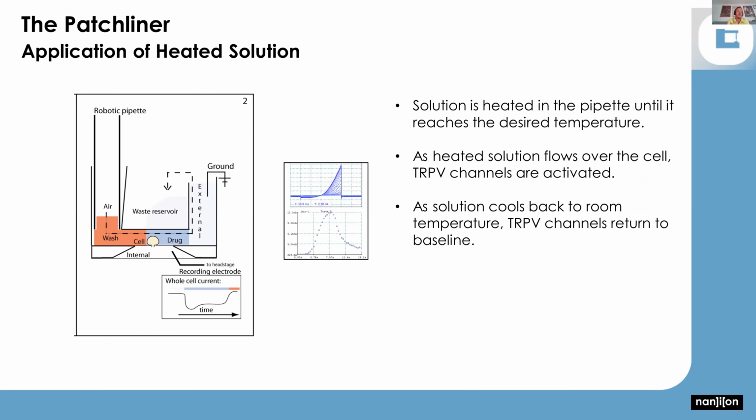One of the special features of the Patch Liner, which is suitable for transient receptor channels, is the application of heated solution. As you can see, the solution is heated in the pipette until it reaches the desired temperature. And then as the heated solution flows over the cell, the TRP channels are activated. You can see here on this original recording and also on the time course recording. Also, when the solution cools back to room temperature, the TRP channels return to baseline. This is what you can see here.